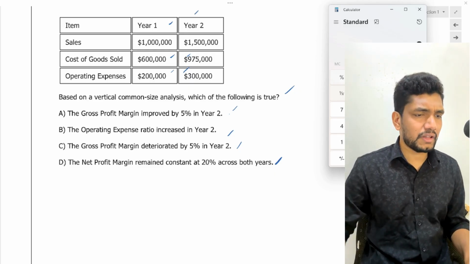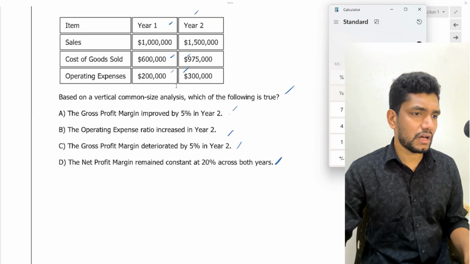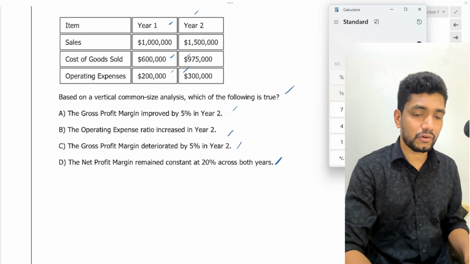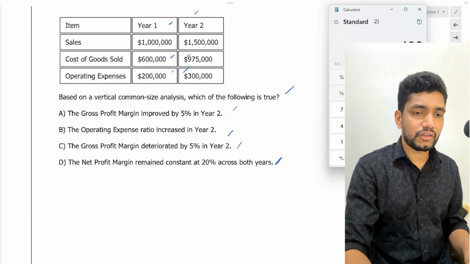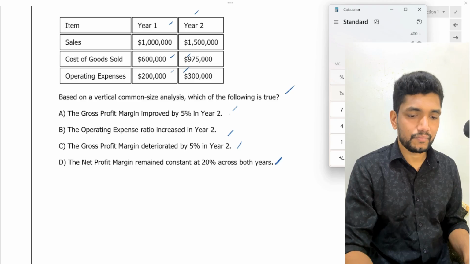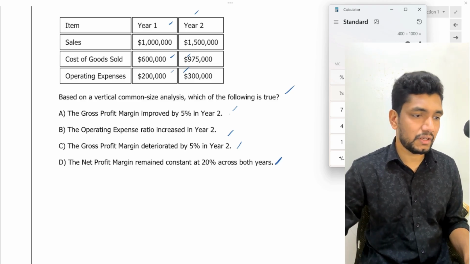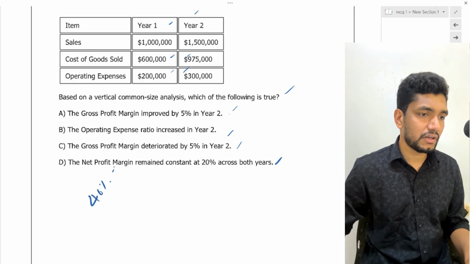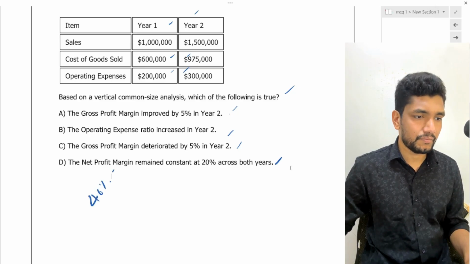So in the first example, the cost of goods sold is 600,000 and sales is 1 million. So the 400,000 is the gross profit and 1 million is the sales. So that means 40% is the gross profit margin in the first year.